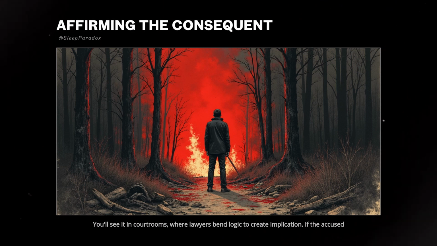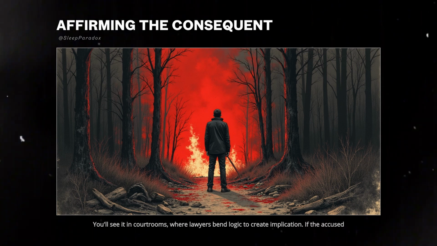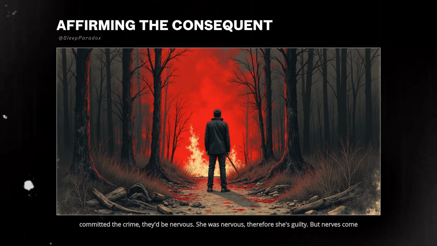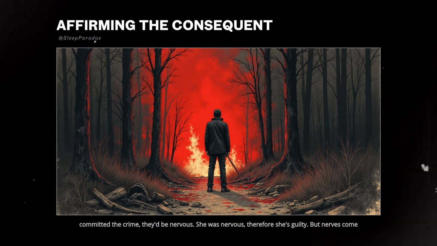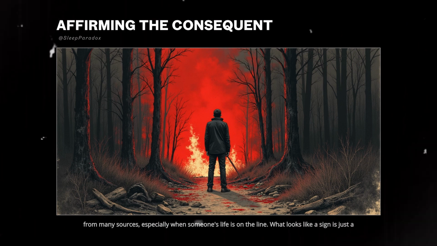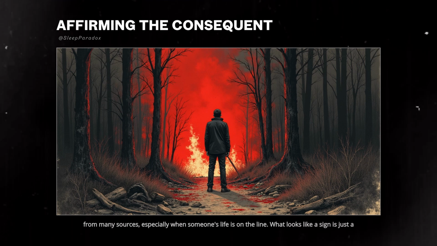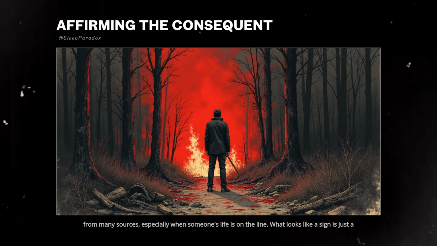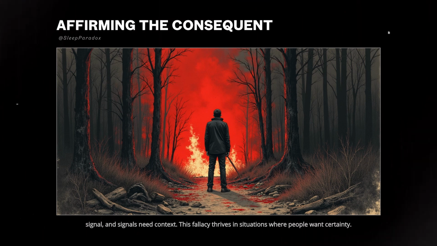You'll see it in courtrooms, where lawyers bend logic to create implication. If the accused committed the crime, they'd be nervous. She was nervous, therefore she's guilty. But nerves come from many sources, especially when someone's life is on the line. What looks like a sign is just a signal, and signals need context.